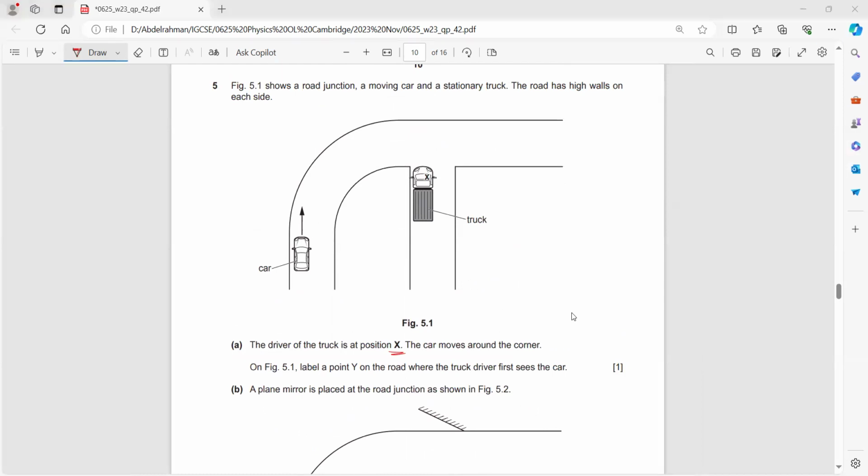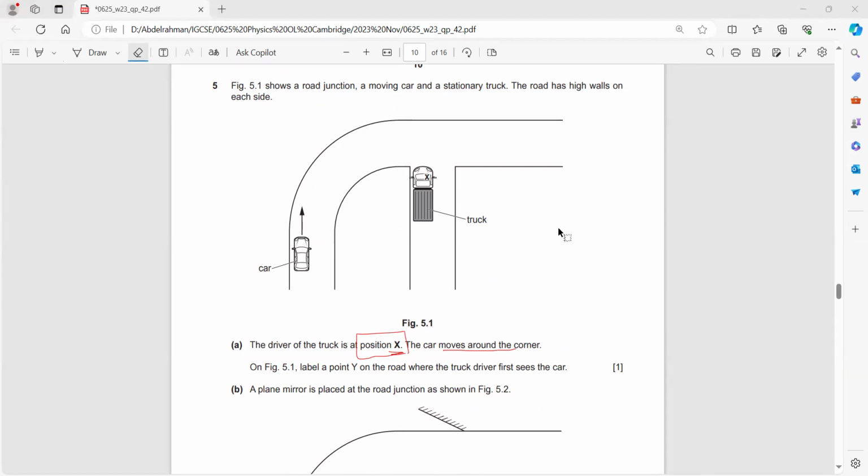Wait, so he's moving in the direction of the car, or the opposite? We'll assume that the truck is stationary. He is at position X, but the car is moving around the corner. So at which position will the car first appear to the truck? Without the mirror, it would be very close to the truck, correct?